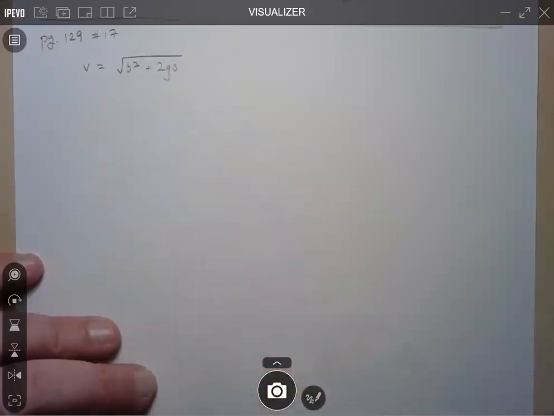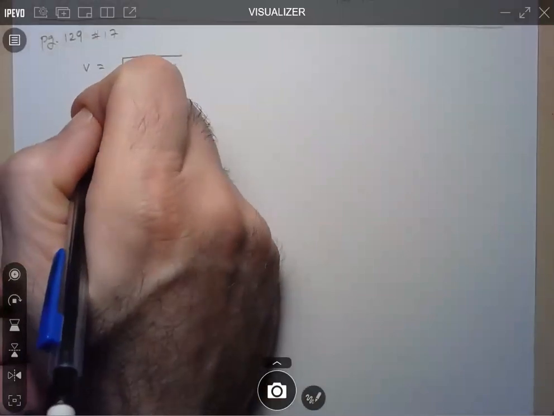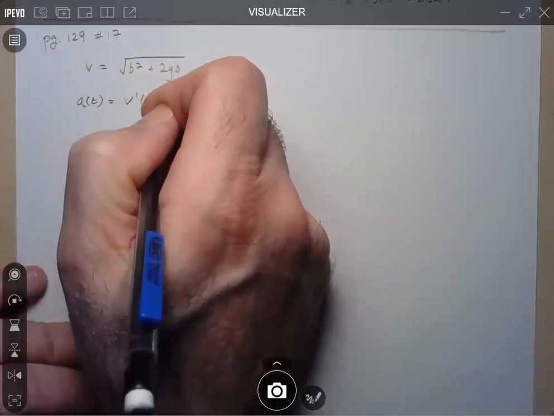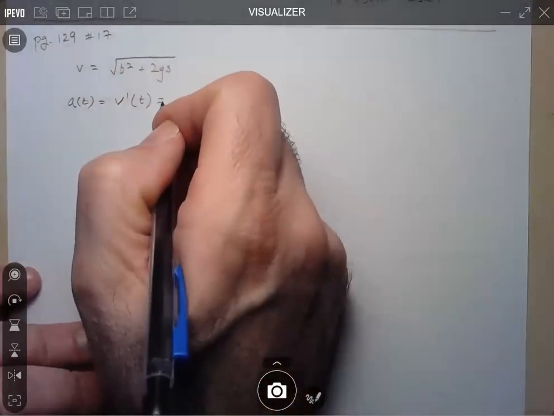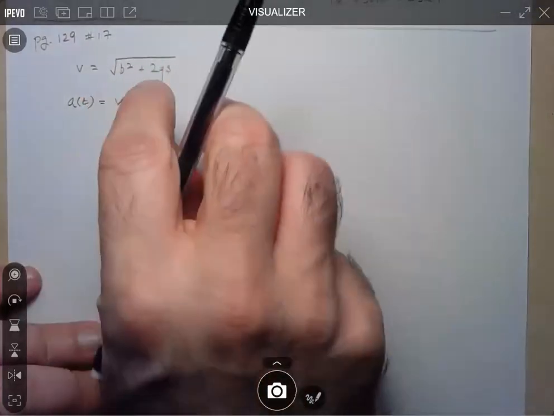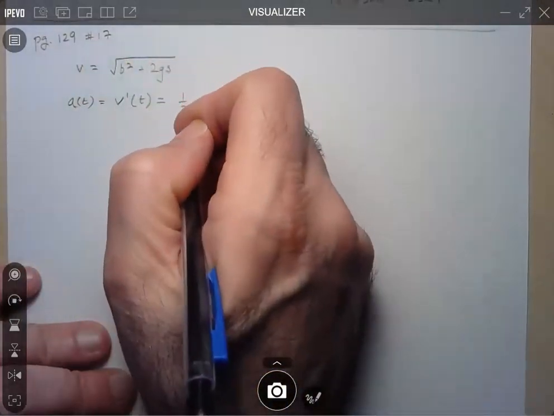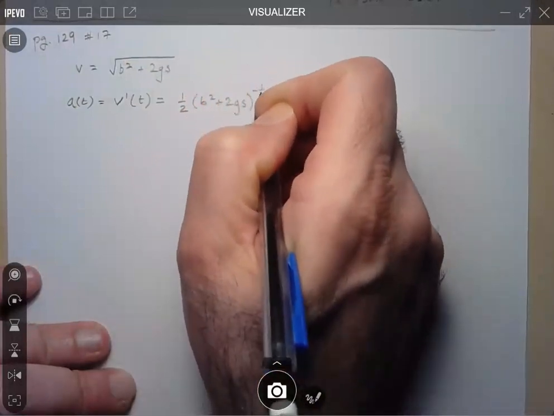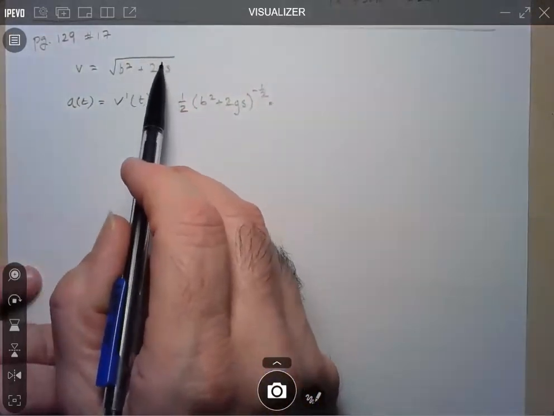It says show that the acceleration of the object is constant. So of course the acceleration, which is also a function of time, is just the derivative of the velocity with respect to time. Okay, so let's take the derivative here. Of course, I'm going to use the chain rule first. It's just u to the 1/2. So that's going to be 1/2 u, which is b squared plus 2gs, to the negative 1/2. And then I have to multiply it by the derivative of u with respect to t.